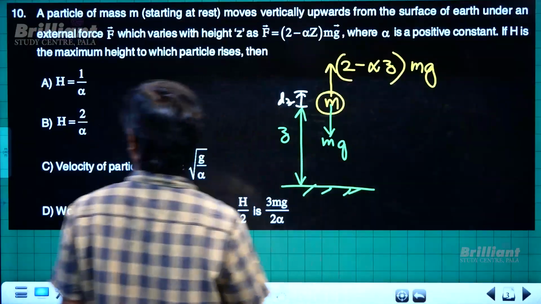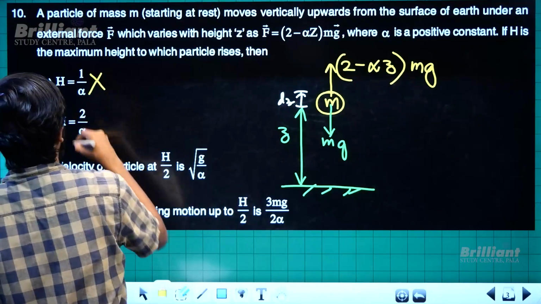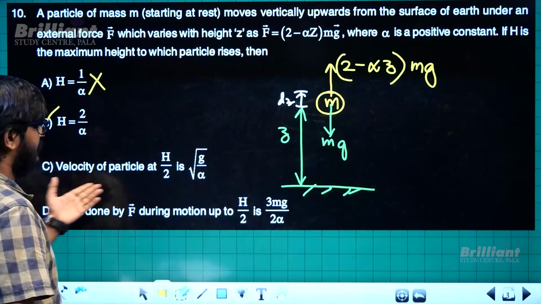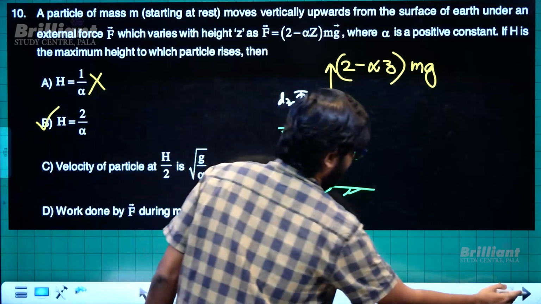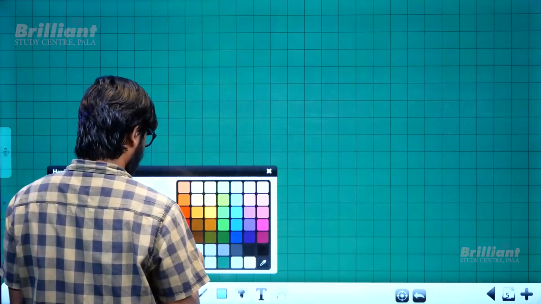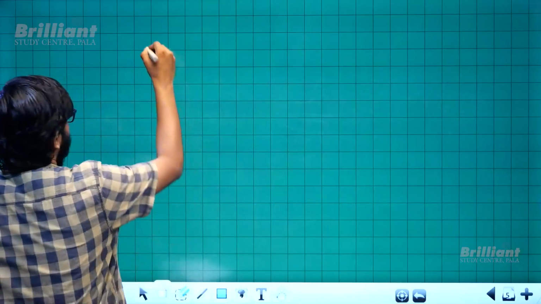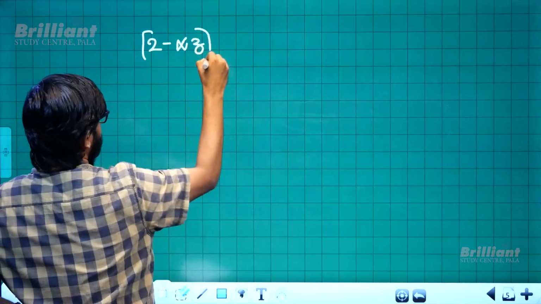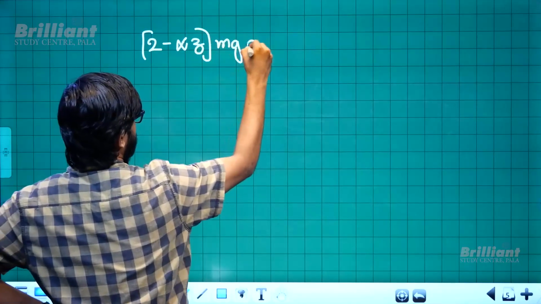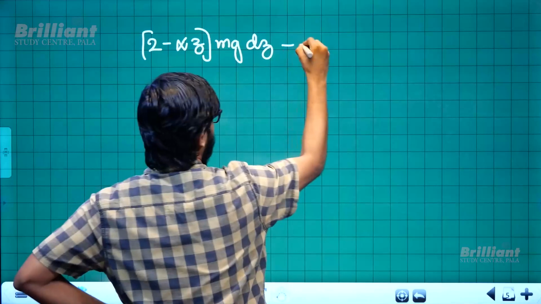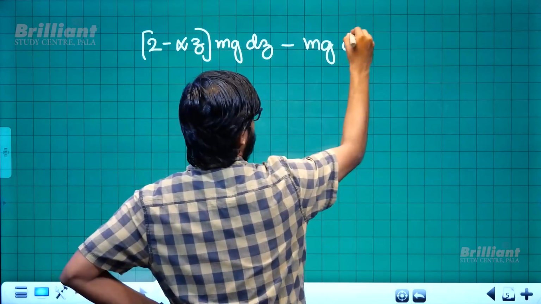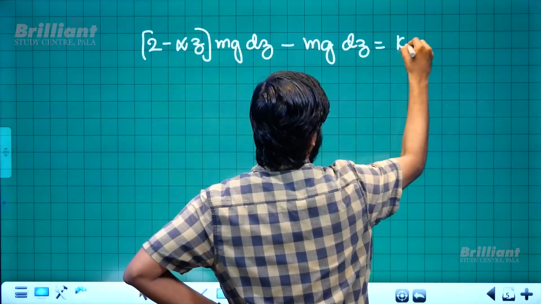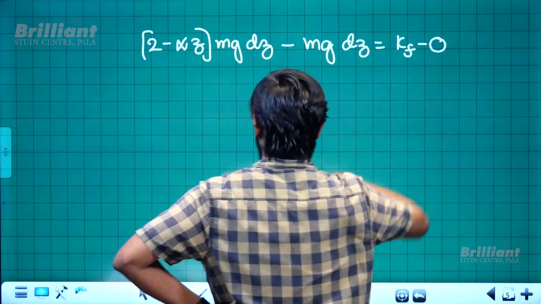So what is that option? That option is B. So A is wrong, which we have already seen. Now, the velocity of the particle at h by 2. Again I will be going with total work done equal to change in kinetic energy. How to get the total work done? (2 minus alpha z) into mg, this is the force, into dz, that is the small work done, minus mg dz, this is the small work done by gravity, that equals change in kinetic energy, that is final kinetic energy minus initial kinetic energy, which is 0.